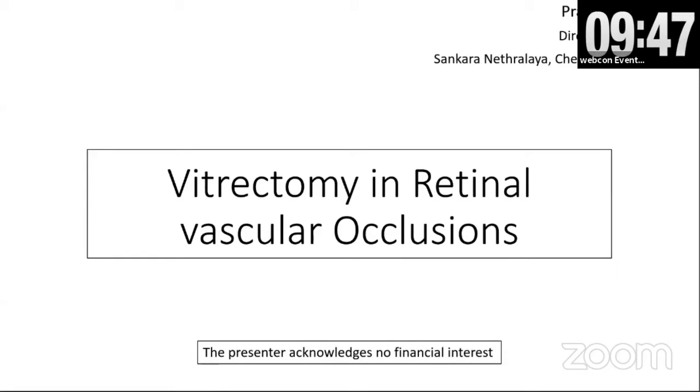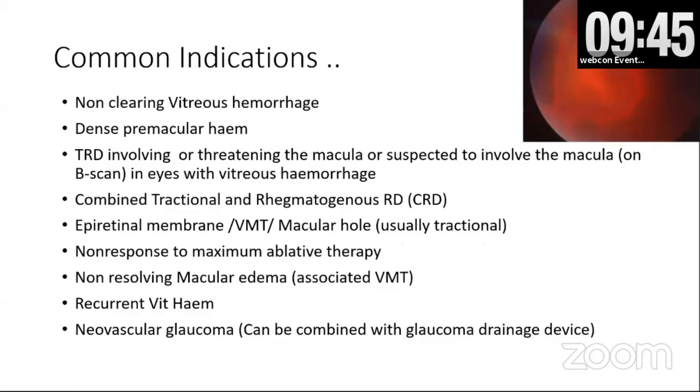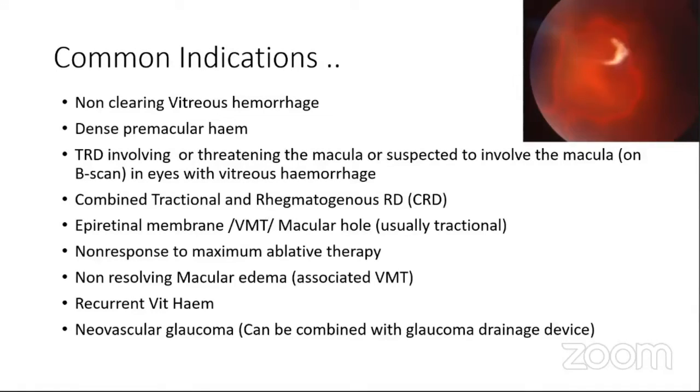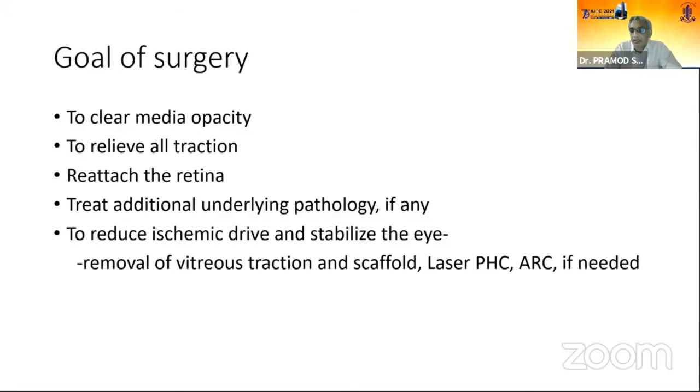So vitrectomy for retinal vascular occlusion has specific indications like non-clearing vitreous hemorrhage, tractional detachment, or combined retinal detachments. You have epiretinal membrane, vitreomacular traction, macular hole. These are typically the indications for any vascular retinopathy, nothing much different except probably neovascular glaucoma. We need to look at it, and also sometimes have a tractional macular hole in this group of diseases.